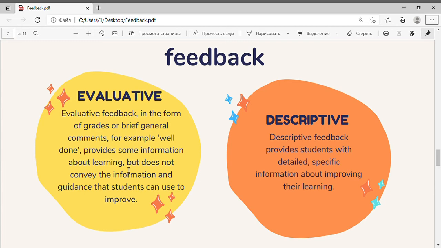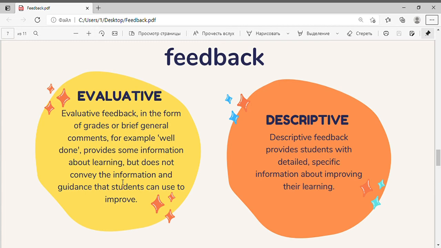Descriptive feedback provides students with detailed, specific information about improving their learning. So this means descriptive feedback is linked to the learning that is expected, addresses faulty interpretations and the lack of understanding, and provides students with visible and manageable next steps. These next steps are based on assessment of work at hand and the image of what good work looks like, so that they can begin to take on the responsibility of self-assessing and self-controlling.